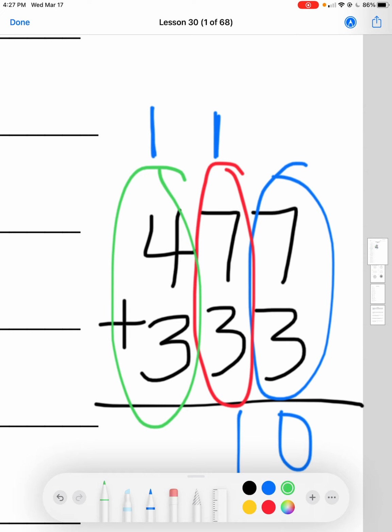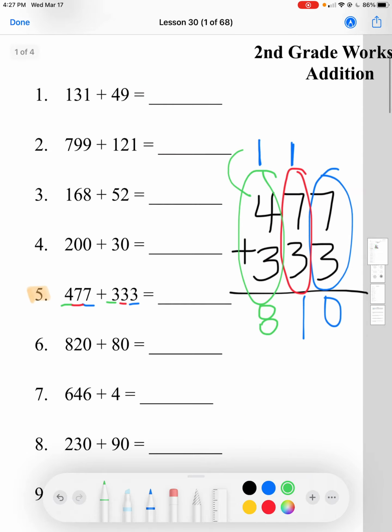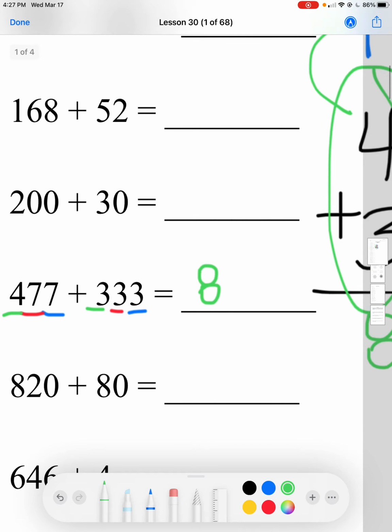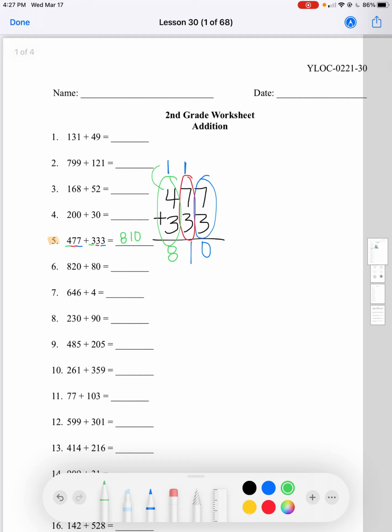Now if you look at the hundreds place, we have 1 plus 4 plus 3. So 1 plus 4 equals 5, and then 5 plus 3 equals 8. So the answer is 810. So that's how you add these kind of numbers with a lot of regrouping in it.